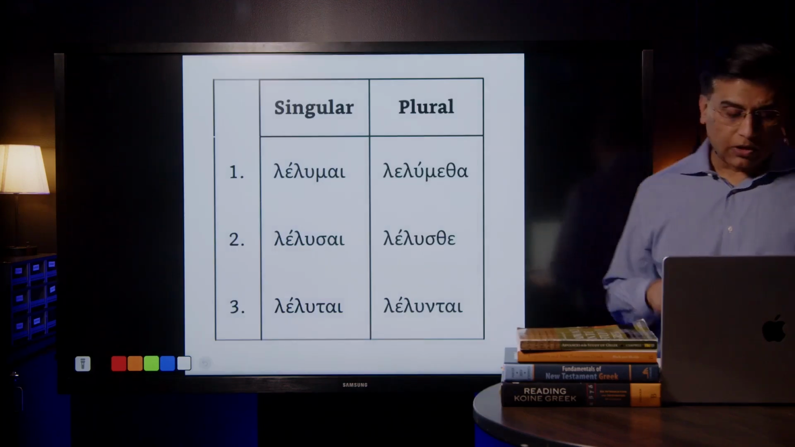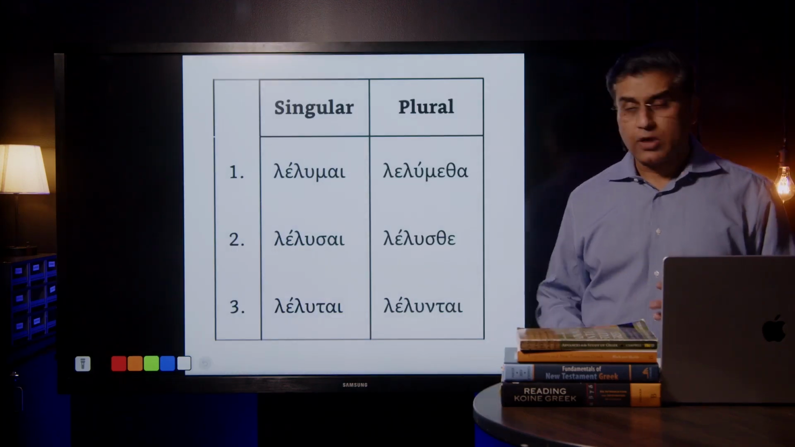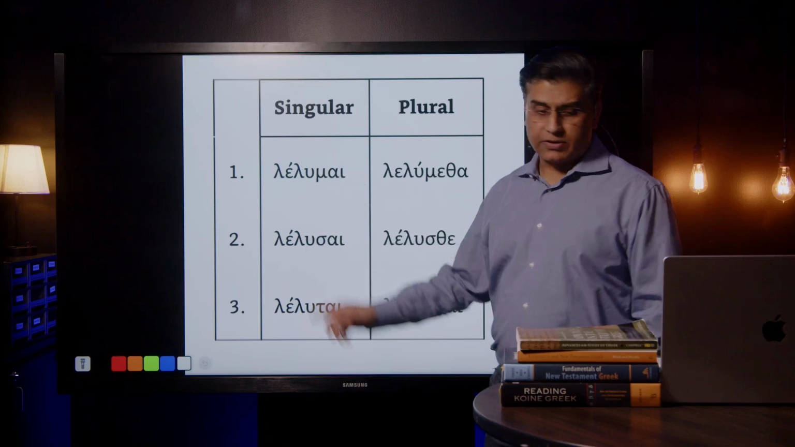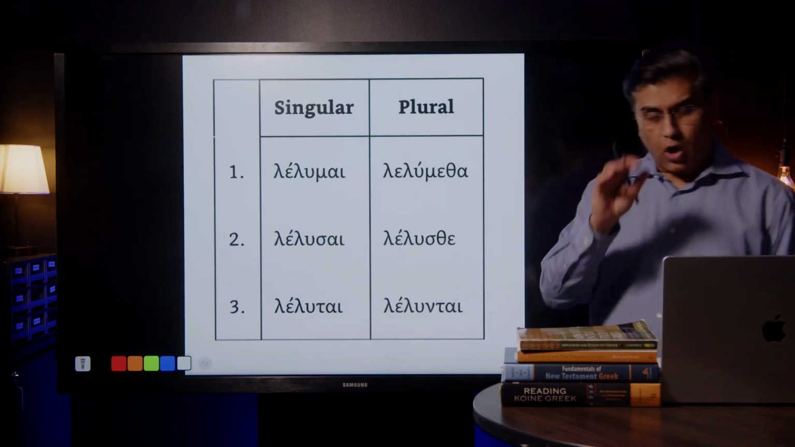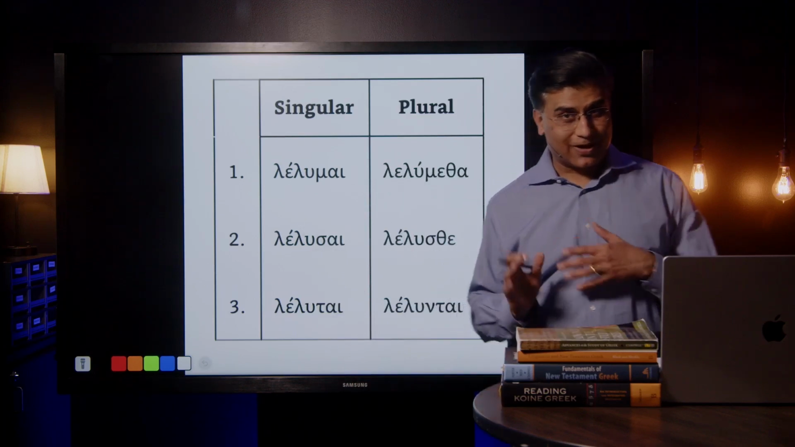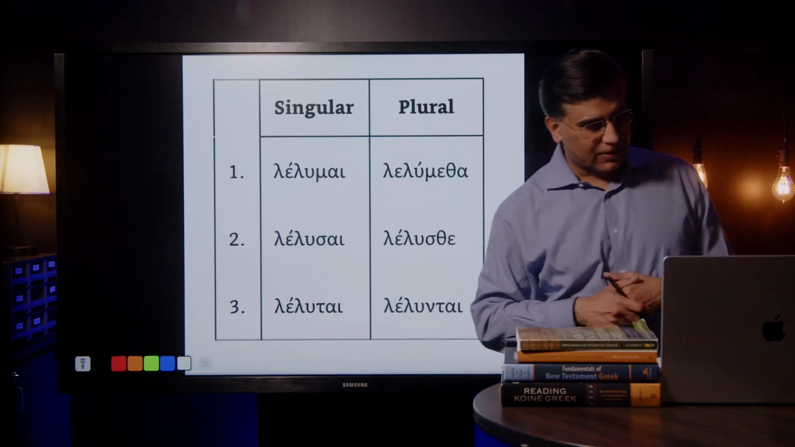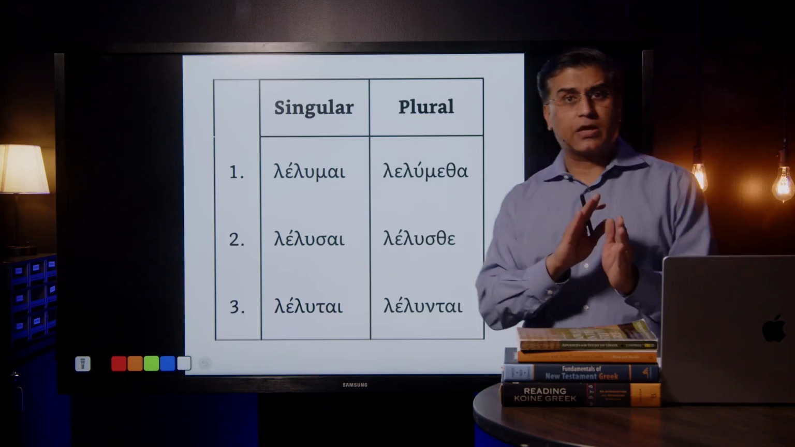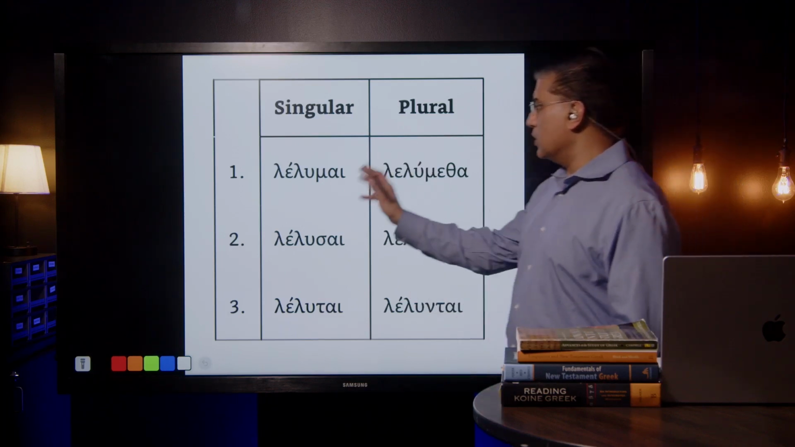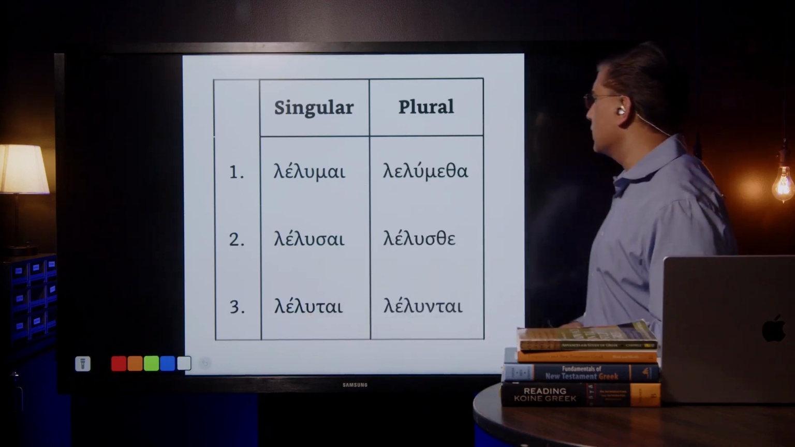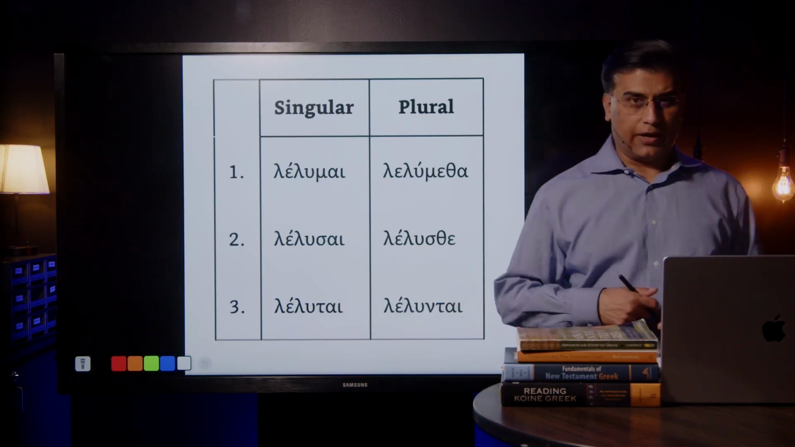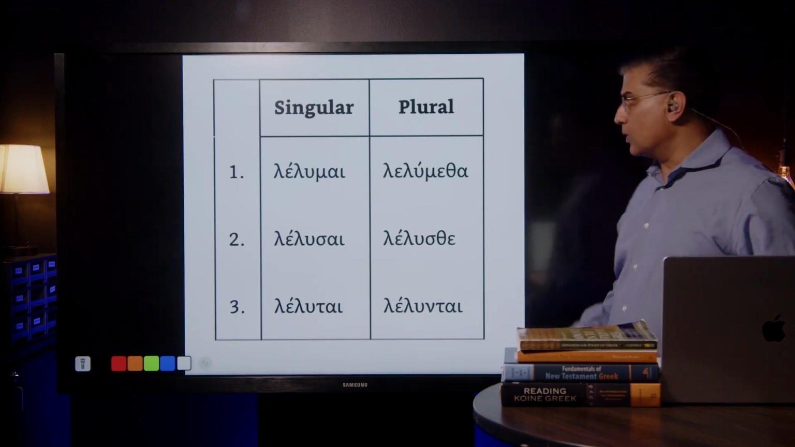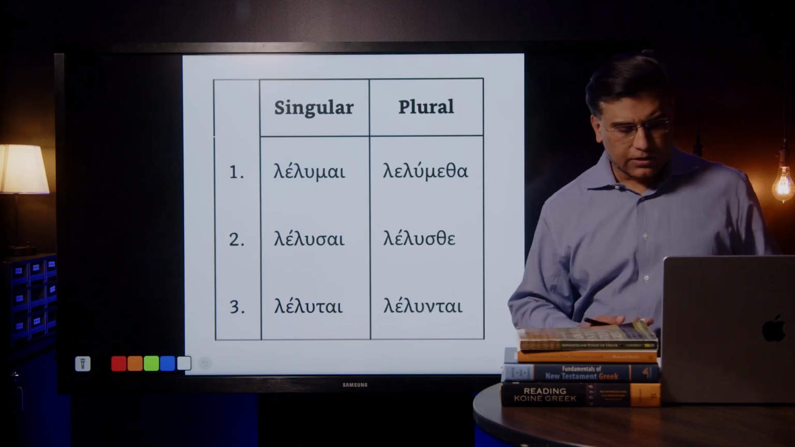So let's start with the perfect middle and passive indicative, again using luo as our stem. Remember, this is perfect middle, so you always have the reduplication. Remember that from our perfect indicative active. So it becomes leluMai, leluSai, leluTai, leluMetha, leluSthe, leluNtai. This is on page 92 of Dr. Black's book, and this is both for the perfect middle and passive indicative of luo.